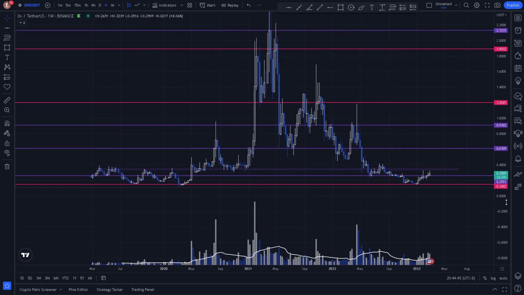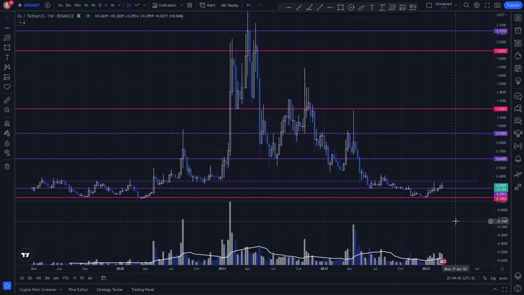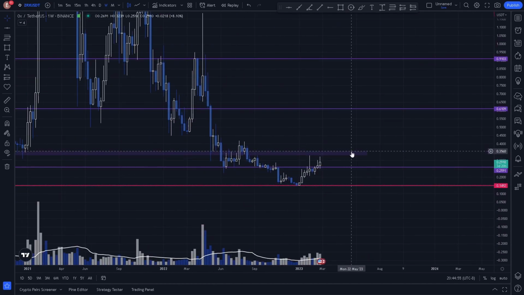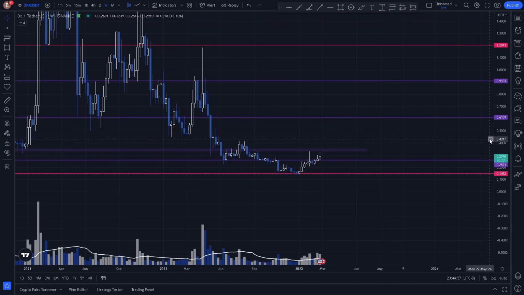Now, looking at the chart, these are all of our key levels plotted on the monthly and weekly time frames. So, if price continues to come up, we expect to see reactions at all of these key levels.